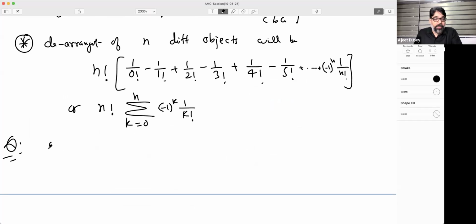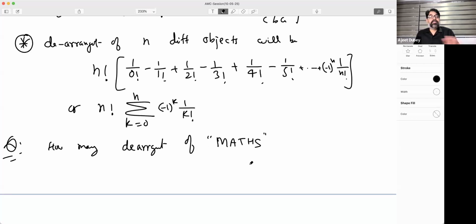Suppose I say, how many derangements of the letters of MATHS? MATHS is one of the arrangements. I want to derange in such a way that M should not be in the first place, A should not be in the second place, T should not be in the third place, H should not be in the fourth place, S should not be in the fifth place.